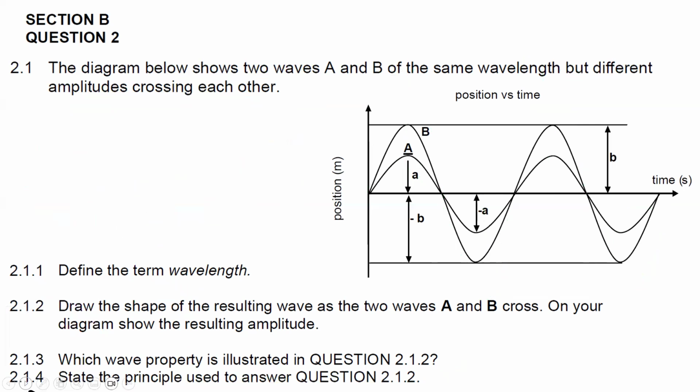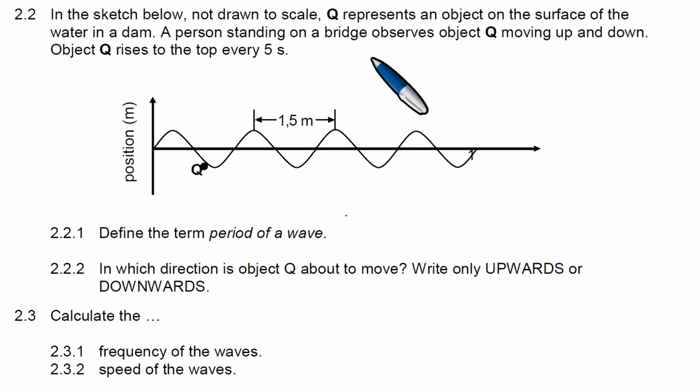So we continue. Here's another question. In the sketch below, not drawn to scale, Q represents an object on the surface of the water in a dam. So this is an object on water.